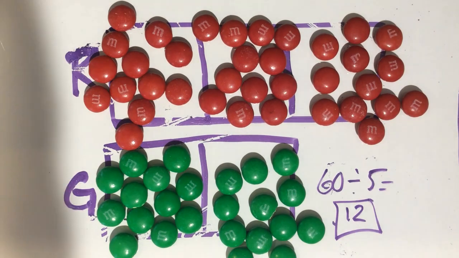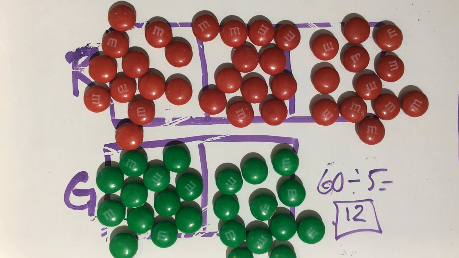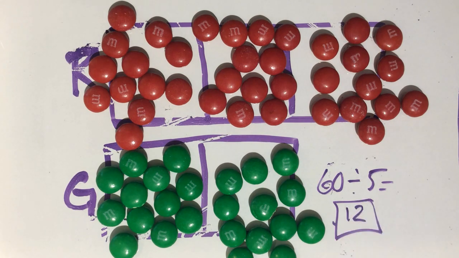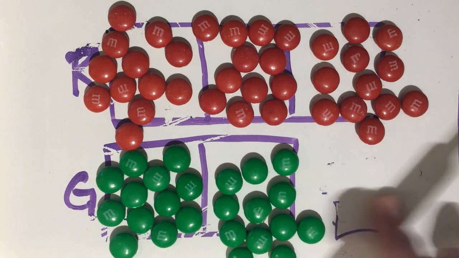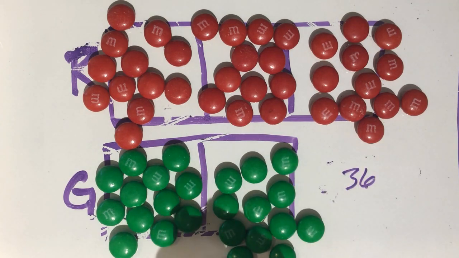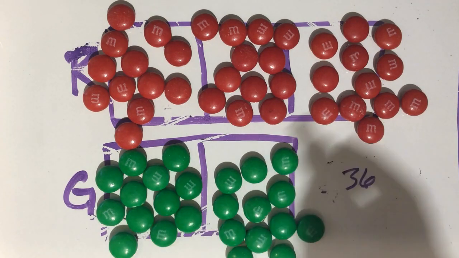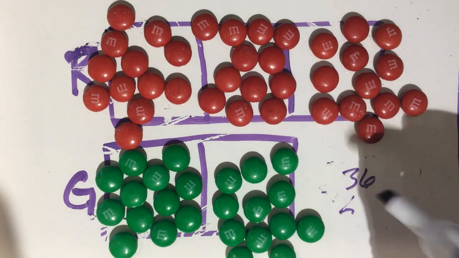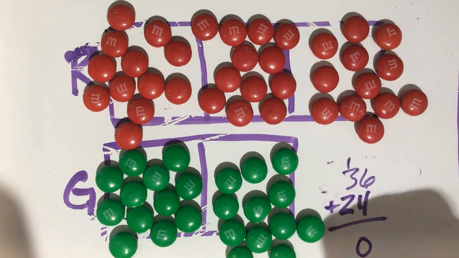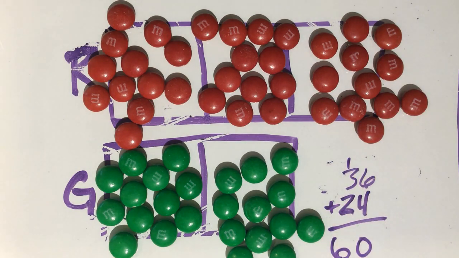So our last step in figuring out how many of each color we have is to take 12 in each part and multiply by how many parts there are. Well, in red, there's 3 parts, so 3 times 12 is 36, and in our green, we only have 2 parts, so 12 times 2 is 24. And as a double check, if we add these together, hey, look, that's our 60 again.